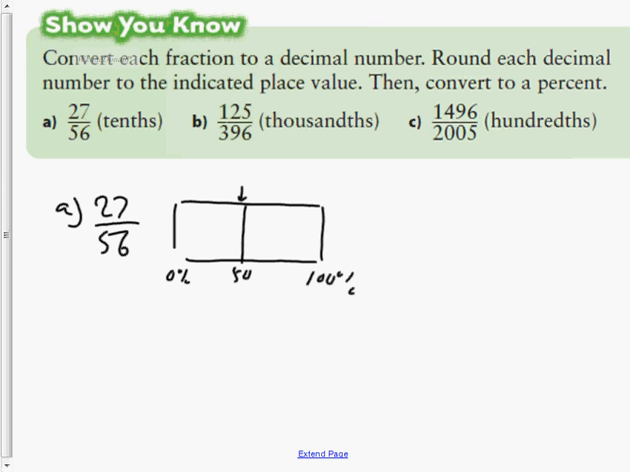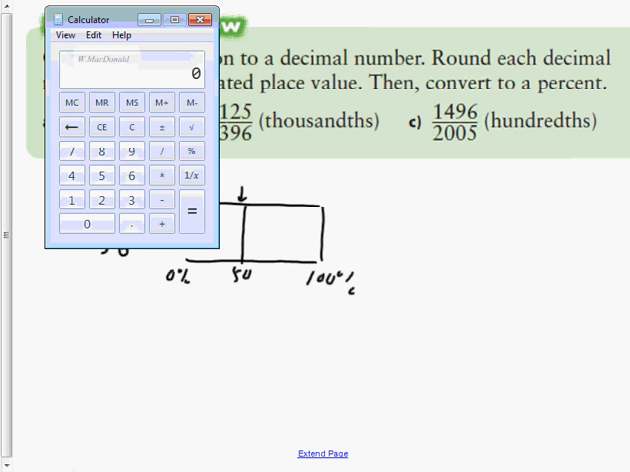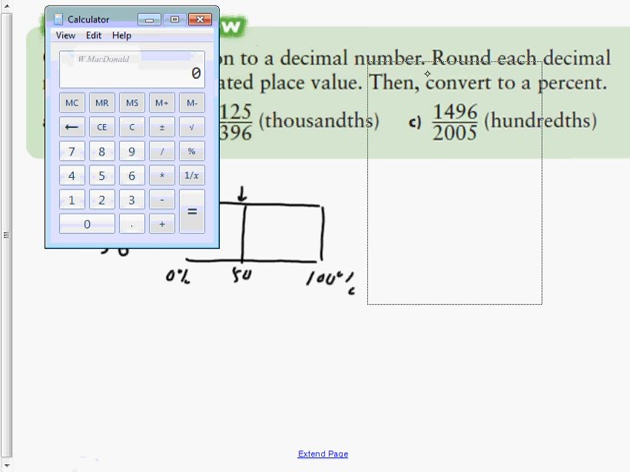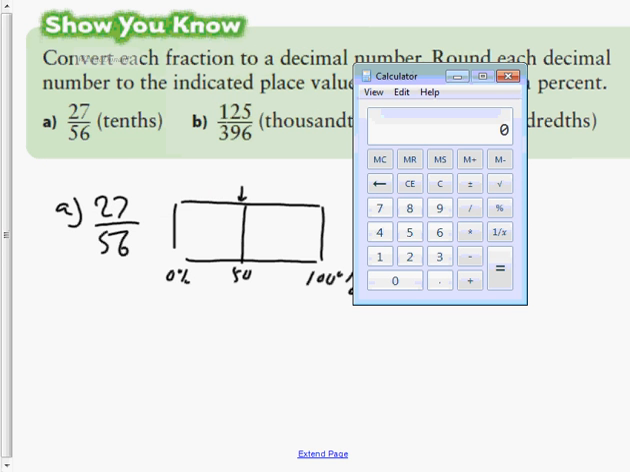But the way we're actually going to calculate it as a percent is we're going to use a calculator. And we're going to think of this as being a division question. So instead of seeing it as a fraction, 27/56, I can also think of it as 27 divided by 56. That's two ways to interpret it. It can be thought of as a fraction, or it can be thought of as a division.